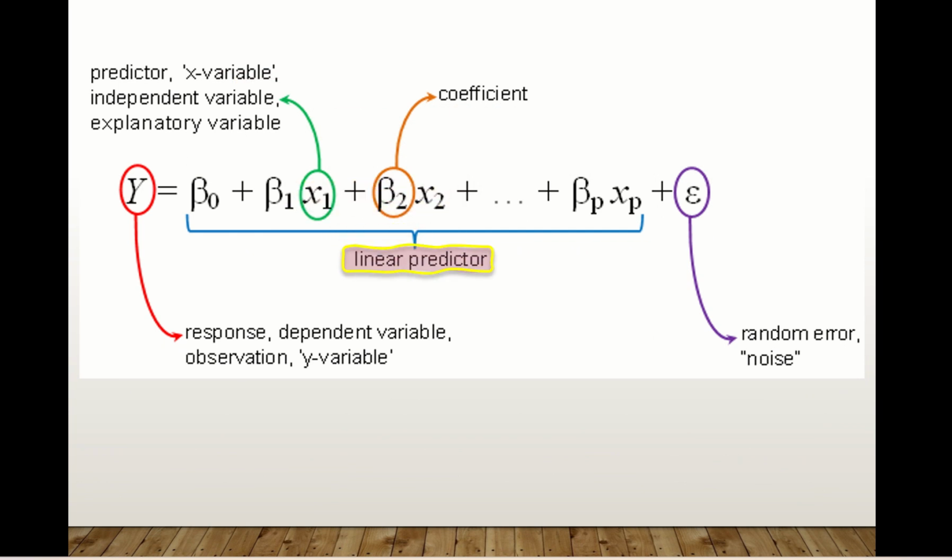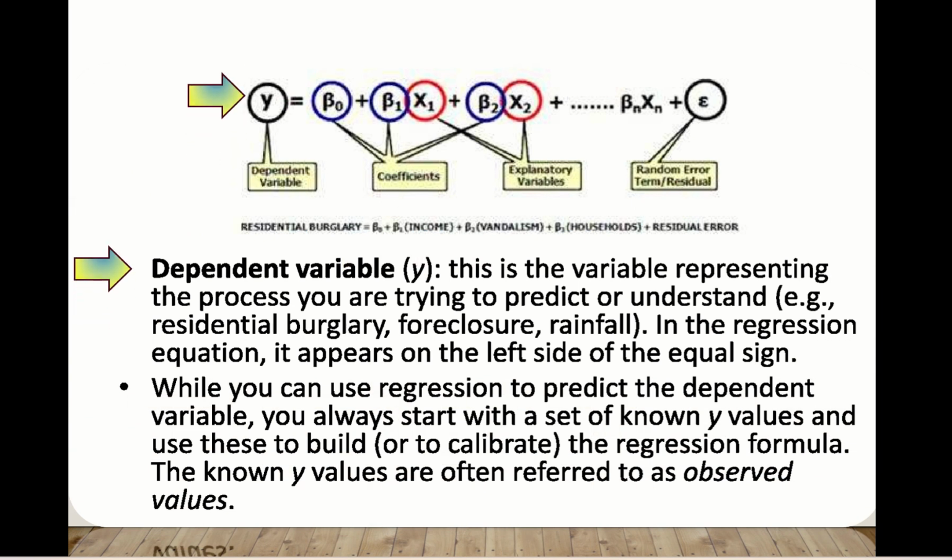Right, so everything except the error term we can call the linear predictor. So we can have a number of independent variables being used to try to predict the dependent variables. They can all be combined to set up a regression model. Again, the dependent variable is what we're trying to predict or understand. So when we're using regression, we always start with going out and collecting a bunch of known y values, and we use these sample data of the y values to build or calibrate the regression model.